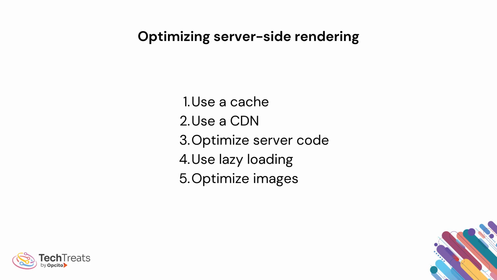Secondly, use a CDN. Using a CDN, that is Content Delivery Network, can help improve the performance of your web application by serving the server-side rendered HTML from a geographically distributed network of servers. This can reduce the latency and improve the time to interactive of your web page.